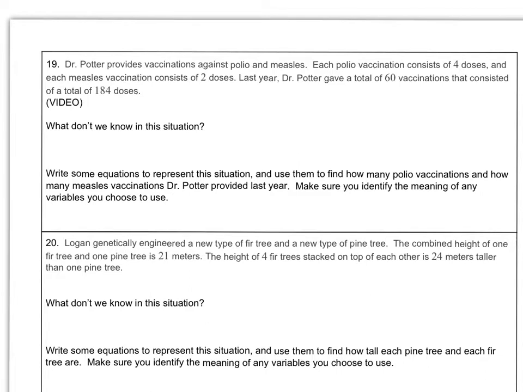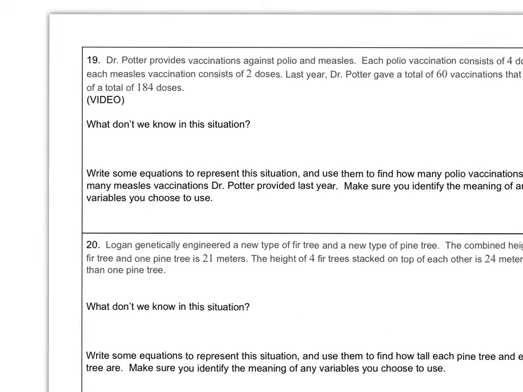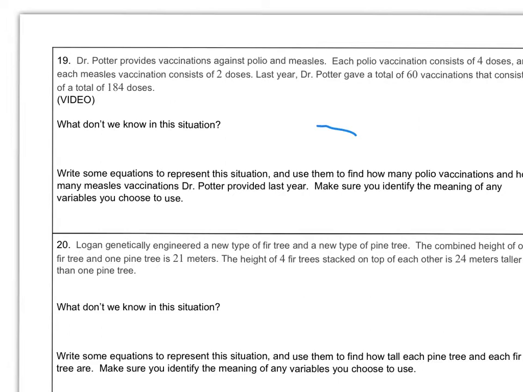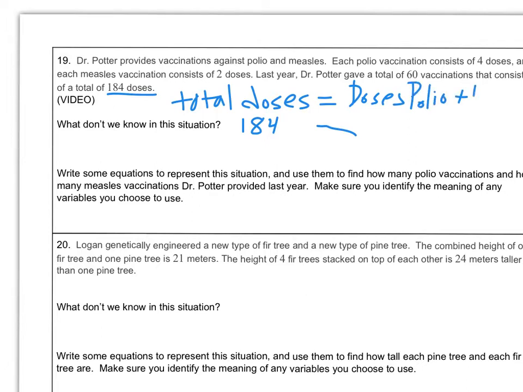So some of the stuff we don't know. We don't know how many polio vaccines and how many measles vaccines are given out. All we know is the total number of things. So to write some equations here, I might do an equation for total doses just because that's what my pen had first. And for that, it's going to be 184. And that's the doses polio plus, I'm going to write D measles.